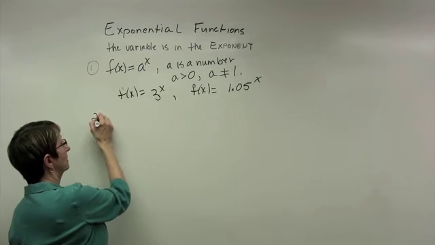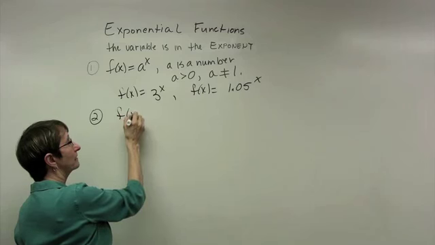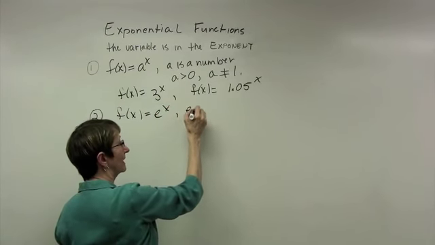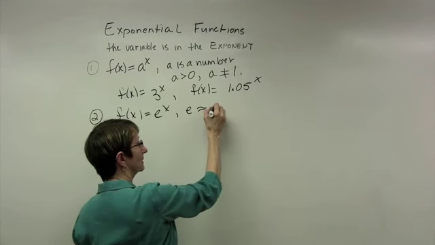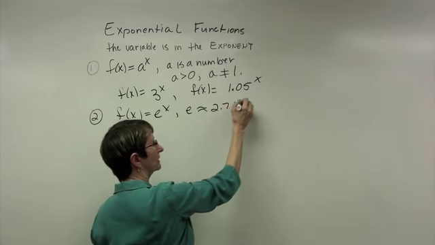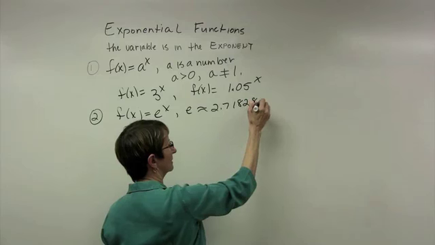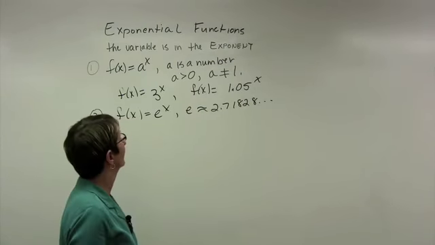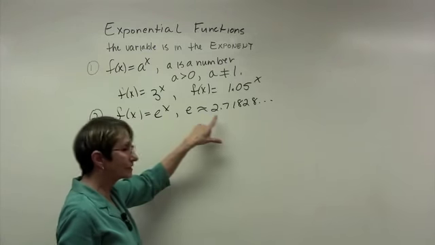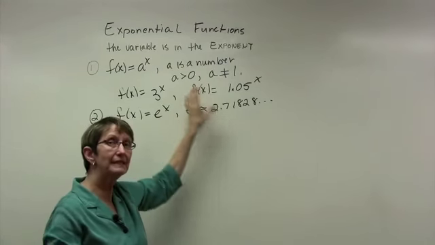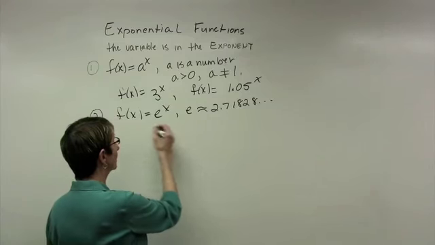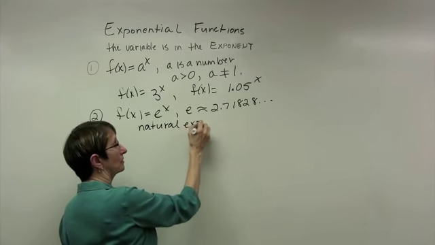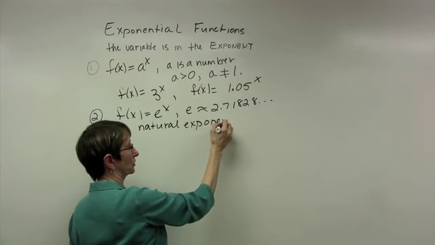The second type, f of x is equal to e to the x, where e is approximately 2.71828 and a lot more unending, non-repeating decimals. So it also has a base that is a number, but it is a very particular number, and this is called the natural exponential function, because that number appears everywhere in nature.